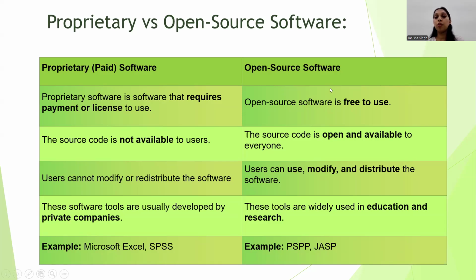Now coming to open source software. Open source software is free to use. Students and other people can use it very easily because they don't have to pay. The source code is open and available to everyone. It is very easy to use. You can use all the features, you can modify them, you can share or anything. These tools are widely used in education and research. As students, we use this and many use this because it's open source and easy to use. Examples are PSPP and JASP.